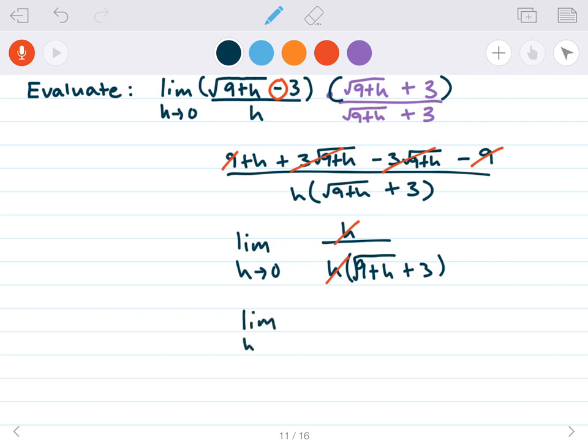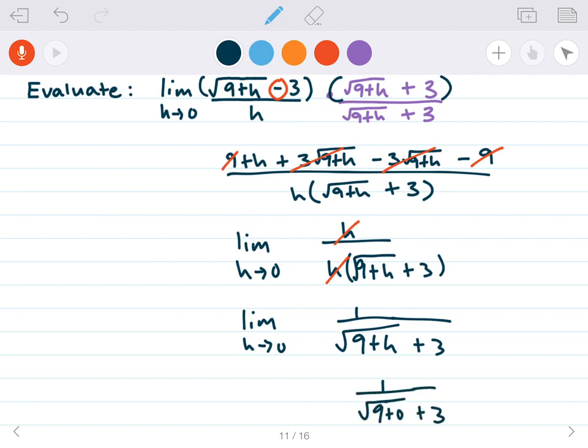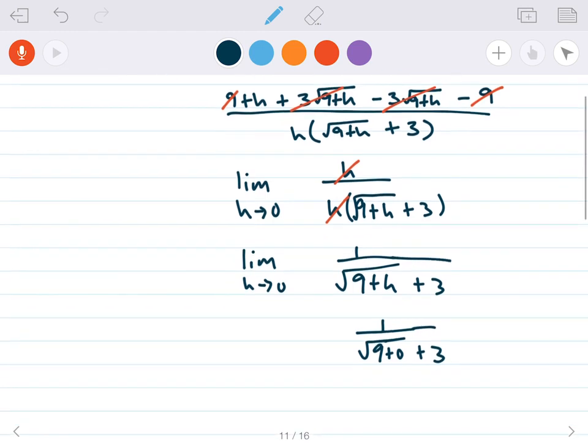So let's do that. If I plug in 0 for h, I get 1 over root 9 plus 0 plus 3. Root 9 is 3. So I end up getting 1 over 6. That's my answer.